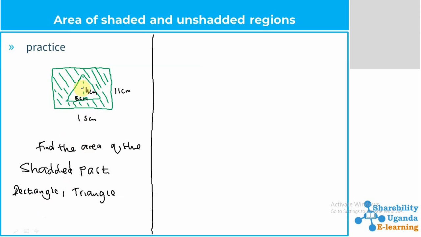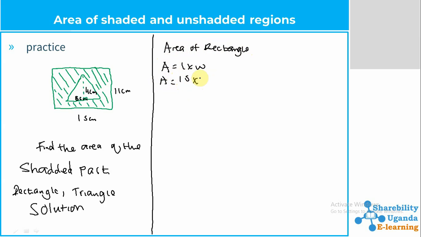A triangle is the figure which is not shaded, okay? So that means to get the area of the shaded part, we should be able to know the area of our rectangle. So here we can say our solution: the area of a rectangle is going to be our length times the width, and our area here shall be 15 times 11.